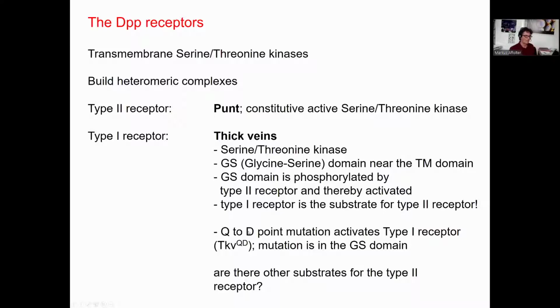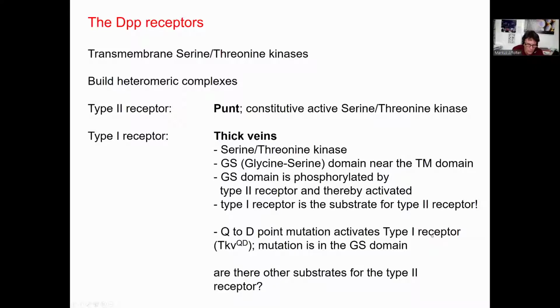I'm not good in the amino acid business. But they found that they can mutate the Q to a D at a certain position, and this activates the type 1 receptor. The type 1 receptor is the one that activates the SMAD. So once you have an activated type 1 receptor, you activate SMAD and DPP signaling. So once you introduce this mutation into a receptor, the receptor doesn't need to see the ligand anymore. It is activated because of this mutation, and then you can activate the TGF-beta pathway.